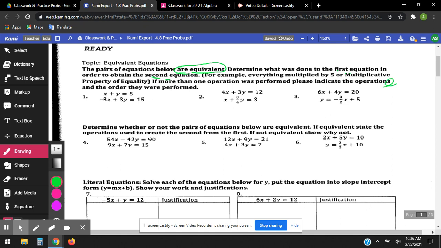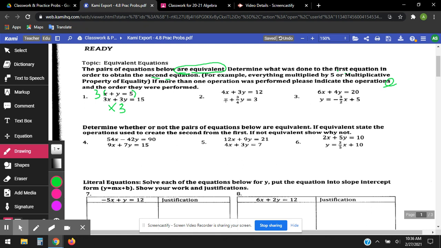So if we look at these, we can say, well, how do I go from 1x to 3x, 1y to 3y, 5 to 15? Hopefully you recognize this is a times 3. Everything was multiplied by 3. So it's almost like we had the distributive property around this and did a 3. All right, next one.